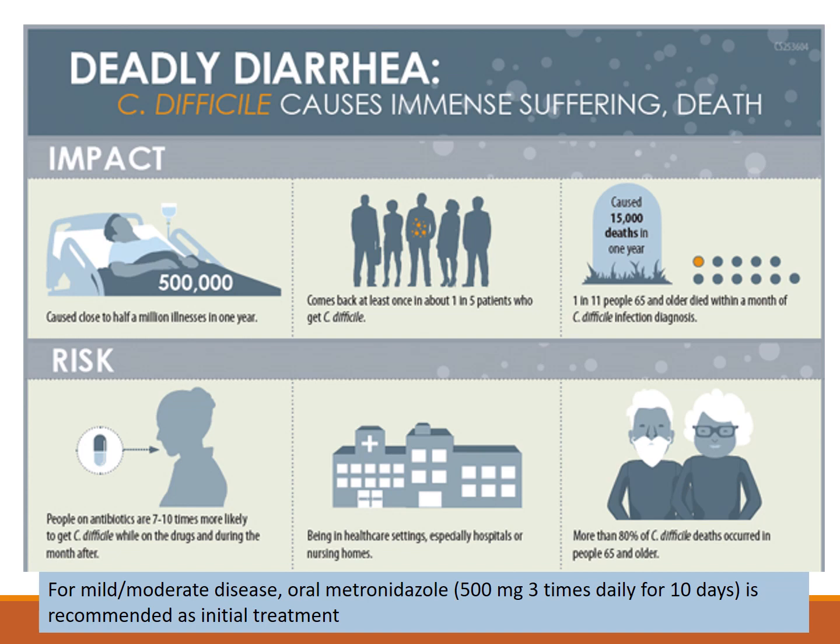It caused close to 500,000 illnesses in 1 year. Whew. And it comes back at least once in 1 out of 5 patients who get it, so it can recur. And 1 in 11 people 65 and older died within a month of the infection. It is huge. All right. People who use antibiotics are 7 times more likely to get it, okay? And it's really common in our healthcare industry, all right? More than 80% of C. difficile deaths occurred in people aged 65 and older.